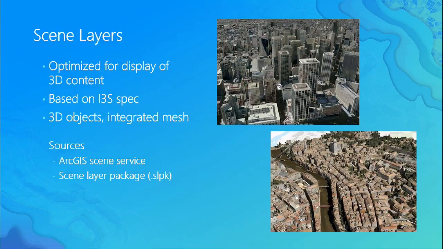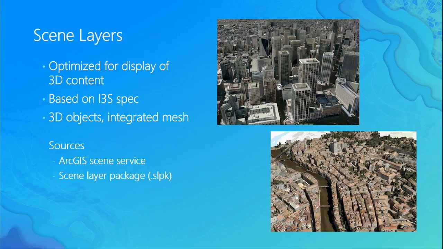If you go out on github.com, you can go to the I3S repo right now. You can actually visualize the specification that's available. This is the spec on which we're building scene layer functionality in every Esri product. So whether you're working in desktop, Runtime, or JavaScript with scene layers, you're using the I3S spec, or we're building on top of the I3S spec.